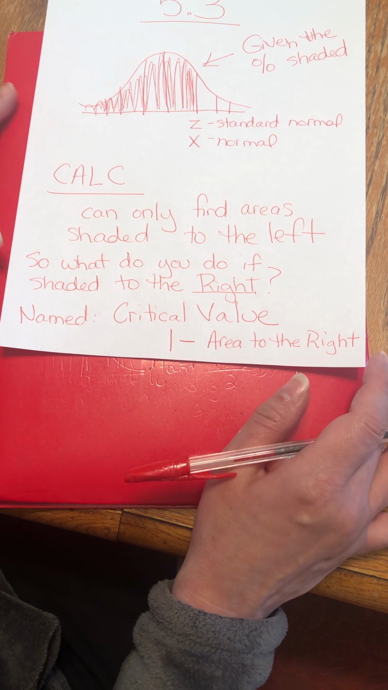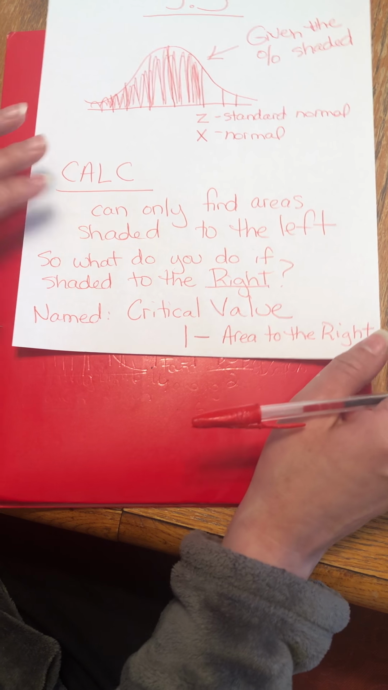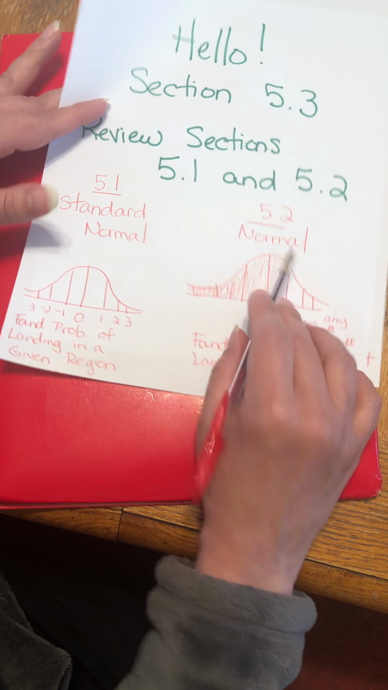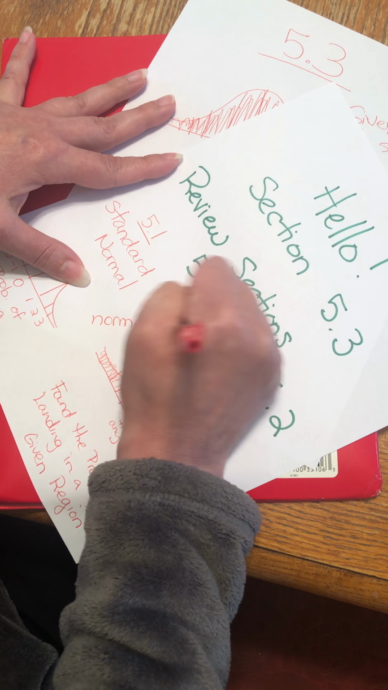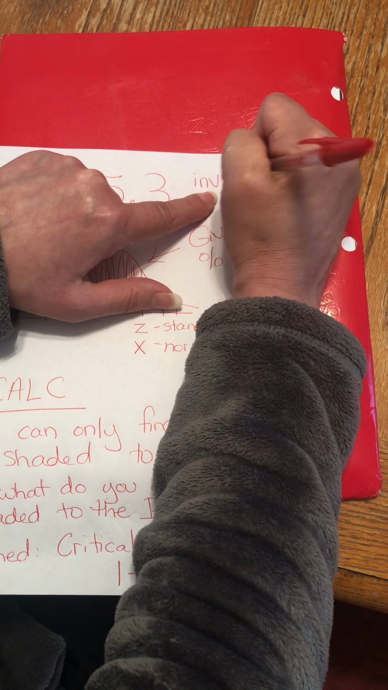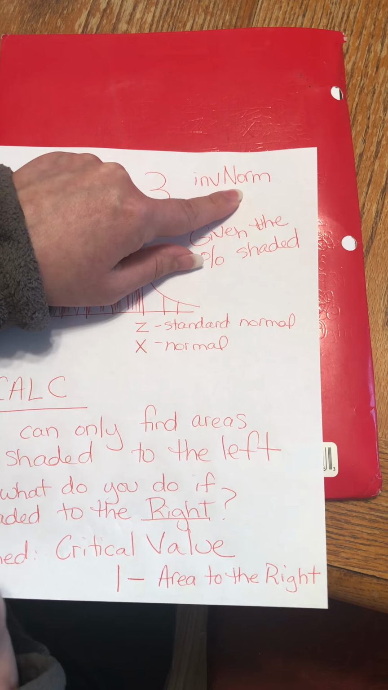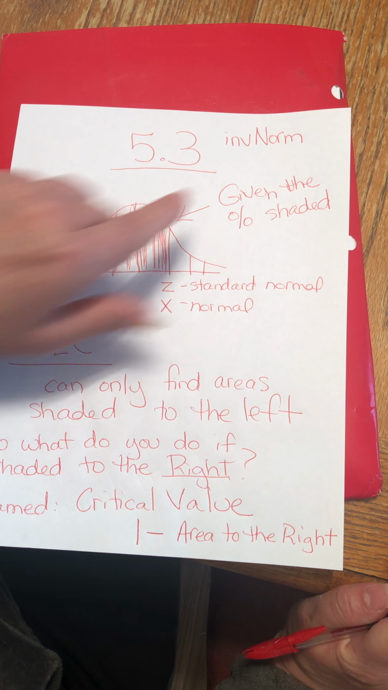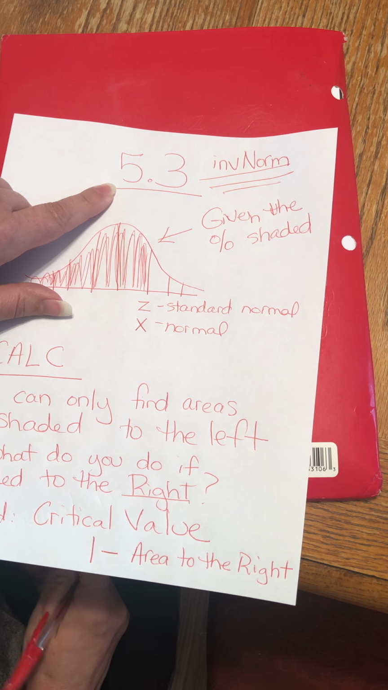One more thing before we start our lecture notes. The other thing you need to know is the calculator button when you go backwards. In 5.1 and 5.2, we use the button called normal CDF. In 5.3, we're going to use the button called inverse norm, INVNORM. This is the button that we're going to use in our calculator for section 5.3.